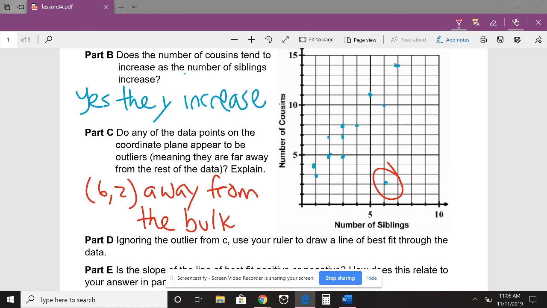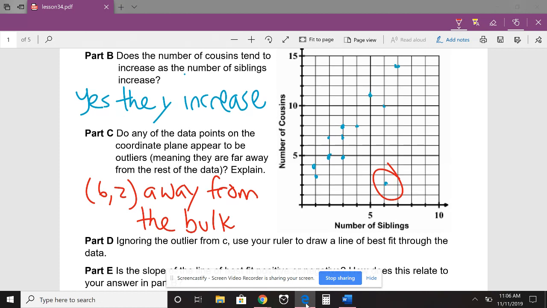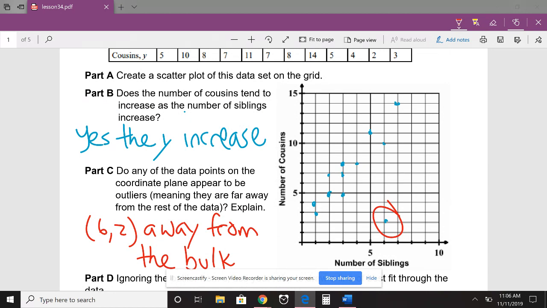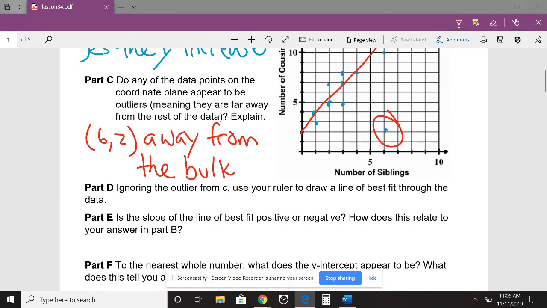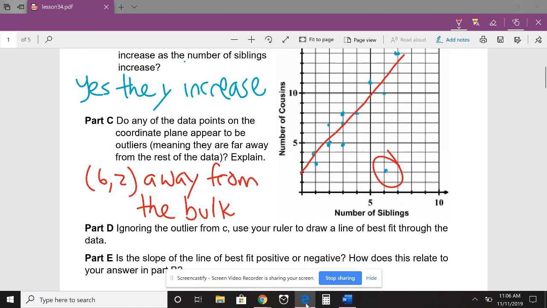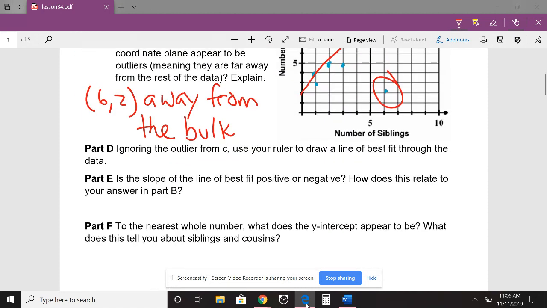So ignoring that outlier, using a ruler to draw a line of best fit. I'm gonna try to draw a straight line. I'm not gonna promise it's gonna look good. Here we go. All right, there's my straight line. Is the slope of the line of best fit positive or negative? I would say this is definitely positive. And how does this relate to your answer in part B? Because the trend is increasing.